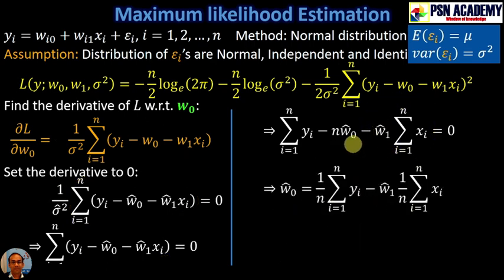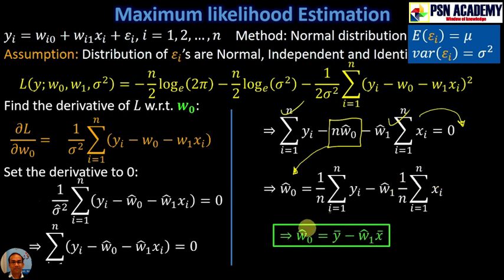Now we move the w0 terms to one side and the other terms to the other side. So we have one w0 term here, that is n w0 hat. So we bring this term on the left hand side, and this term on the right hand side. Now this n times w0 hat, if we move this n towards the right hand side, then it goes like this. So 1 by n, the first term, minus w1 hat 1 by n, the second term. Clear?